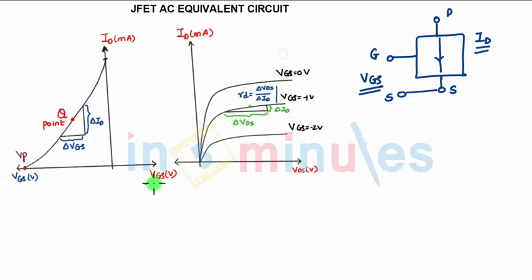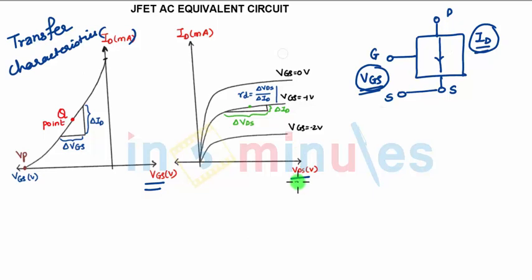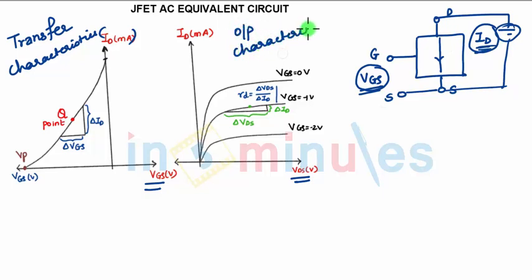When you are plotting VGS versus ID, VGS is on your input side and ID is your output current, hence it is called transfer characteristics. And when you have the output voltage, that is the voltage between drain and source, and the output current ID, this characteristic is called output characteristics. As I have already told, how to plot the characteristics in BJTs also.